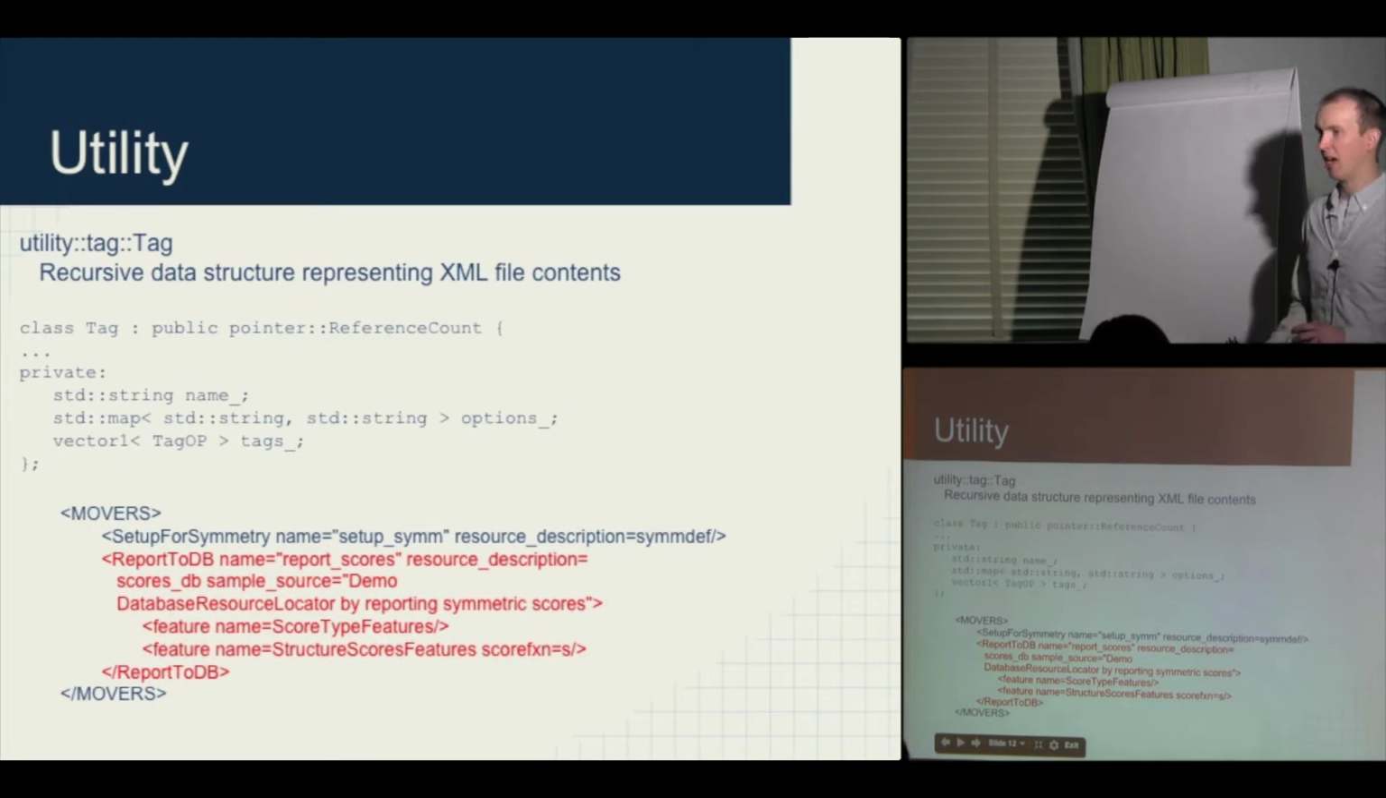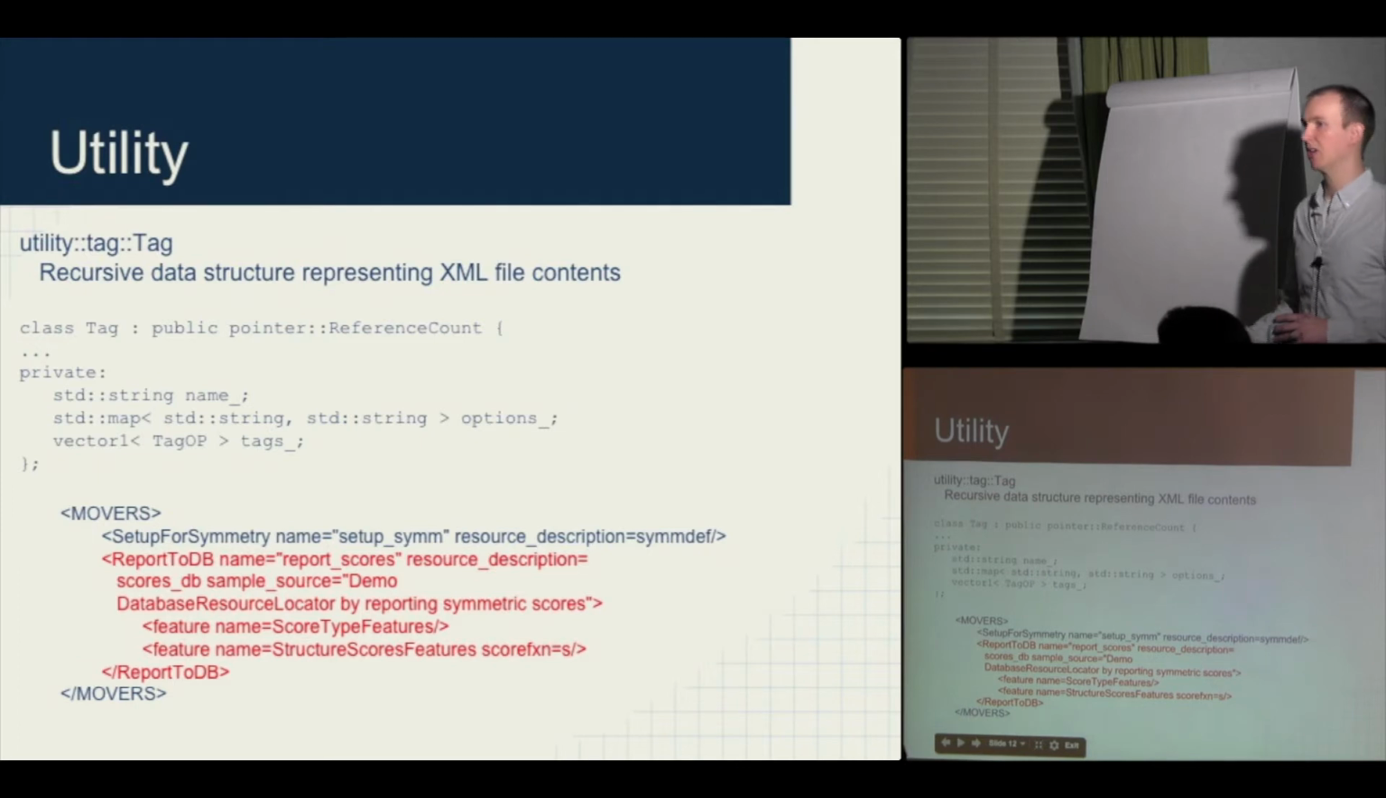So in Rosetta scripts, you would have a tag, for instance, for say the report to DB mover, right? And so this is one tag, and some of the subtags of this guy are this thing. So the feature subtag would be a subtag of this report to DB mover, and it is itself a tag. So it has a name property, for instance, in the same way that the report to DB mover has a name property. So each tag has a name.